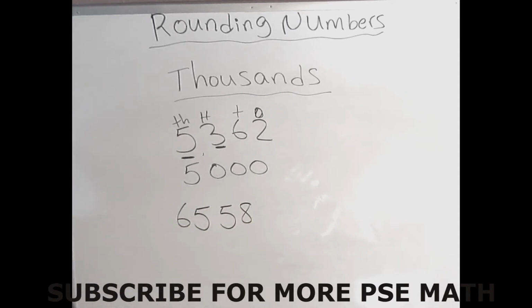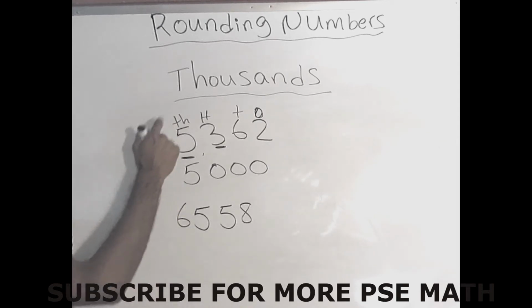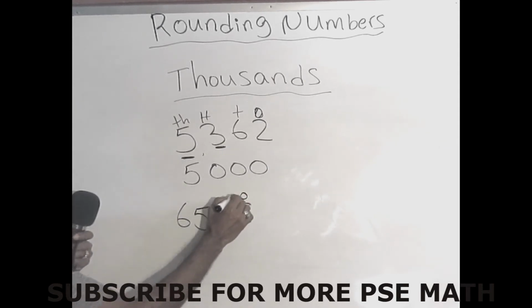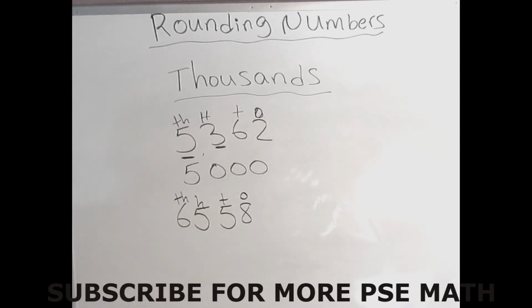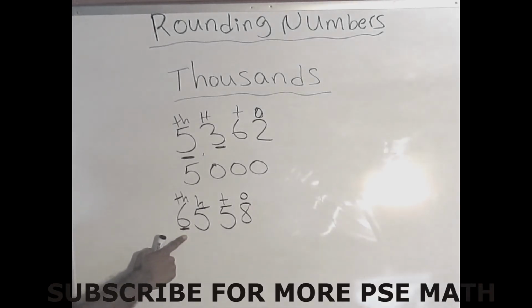Let's do another example. Say we have 6,558, and we want to round 6,558 to the nearest thousands. So we want to label each one: ones, tens, hundred, thousand. So let's locate the number that we're rounding. We're rounding to the nearest thousand. So 6 is in the thousands place.